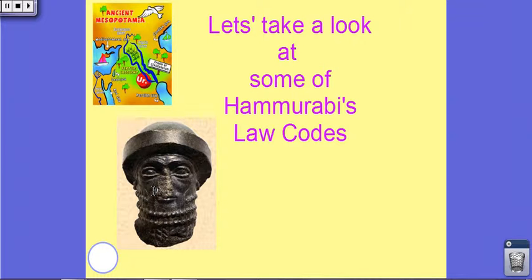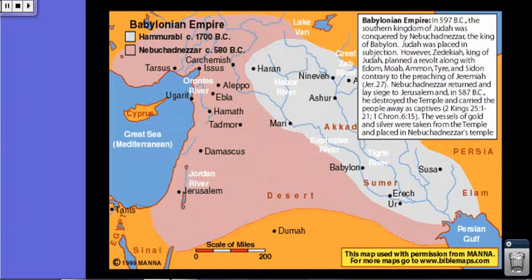Alright, so let's go ahead and get started. Today, one of the things we talked about in class was Hammurabi's law codes, his code of law. So, we're going to take a look at some of those law codes and discuss them a little bit. Before we get started, let's go ahead and take a look at his map.